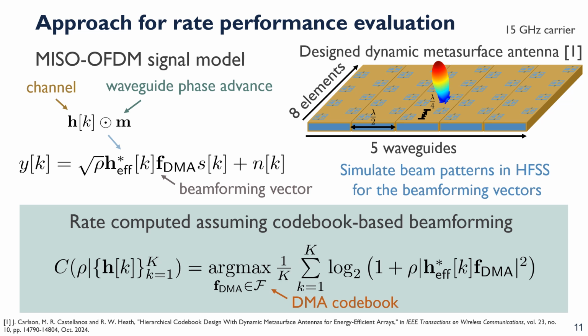Now to develop this DFT codebook and get these realistic code words for our DMA codebook, we'll be using a designed DMA based on the work in the reference listed below, which operates at 15 gigahertz, and we have 5 different DMAs with 8 elements each placed side by side to create and steer different beam patterns in HFSS.